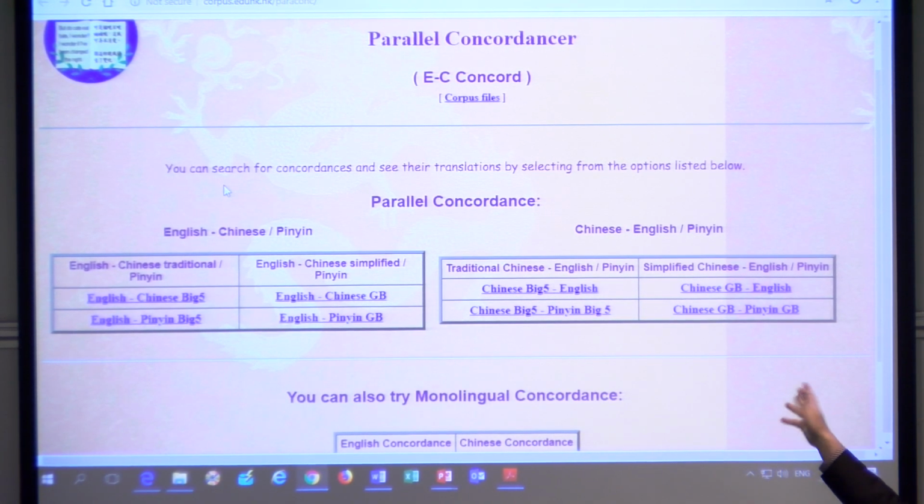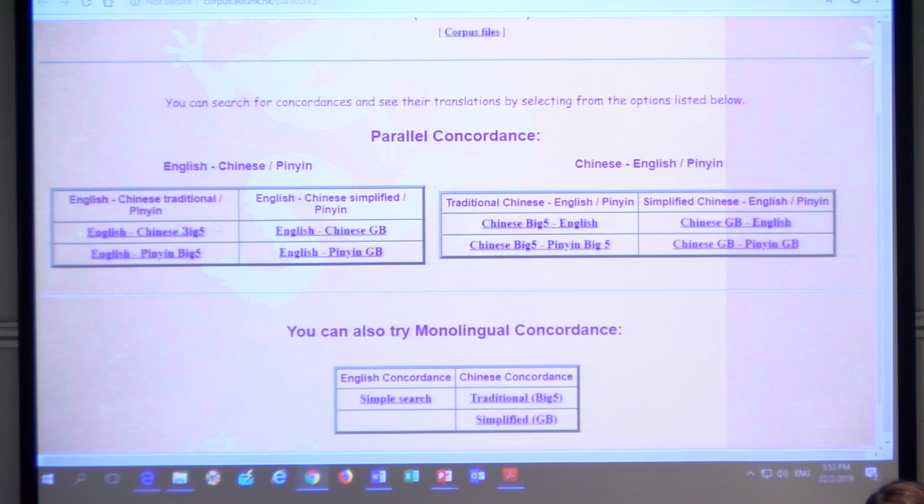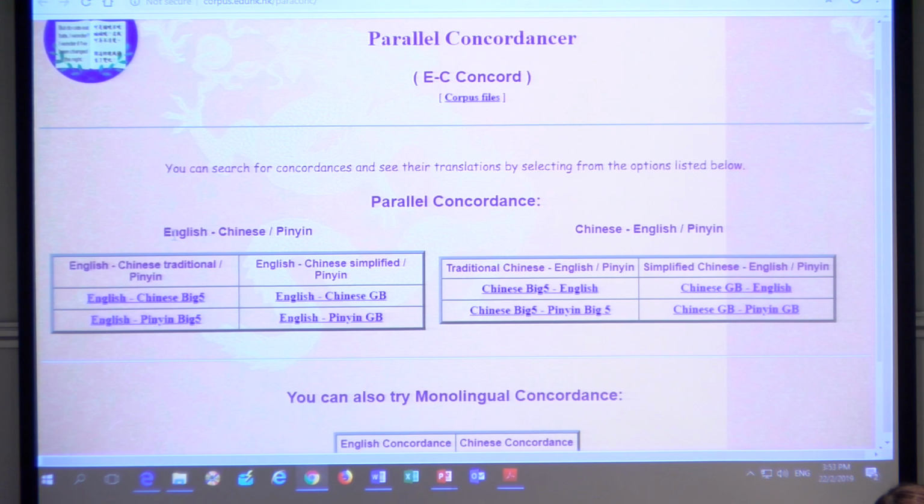So you can see there are a lot of choices. You can do parallel concordancing, so 2 languages, or you can do monolingual concordancing, that's 1 language. So for example, parallel concordancing between English and Chinese, English traditional Chinese or simplified Chinese, or the other way around. You can search for a Chinese character and get the English translation, okay, the other direction. Let's try this one, English-Chinese, okay?